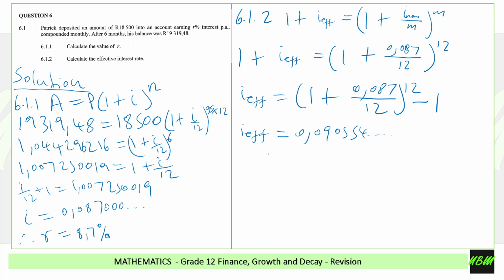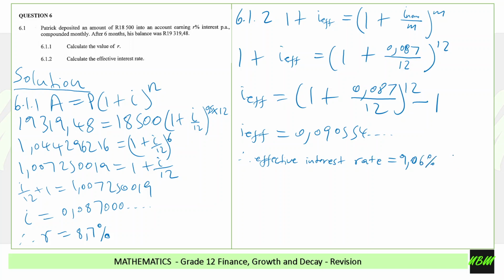The decimal is incomplete. Therefore, we have to calculate the effective interest rate. Our effective interest rate will be equal to i effective multiplied by 100, and we are going to get 9.0552, rounded off to 2 decimal places, which will be 9.06%.